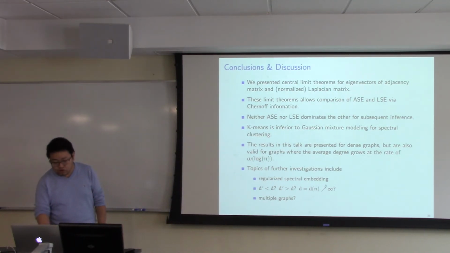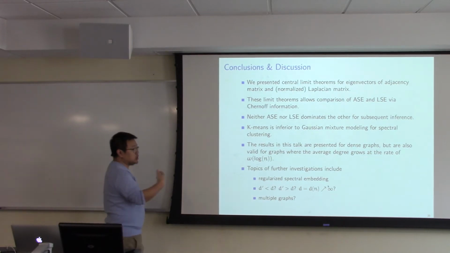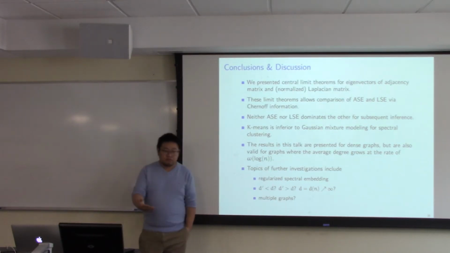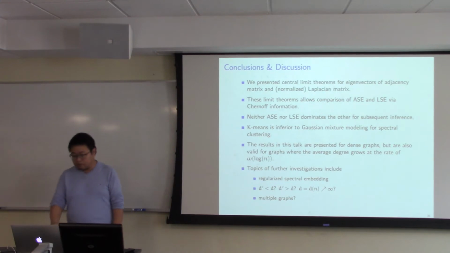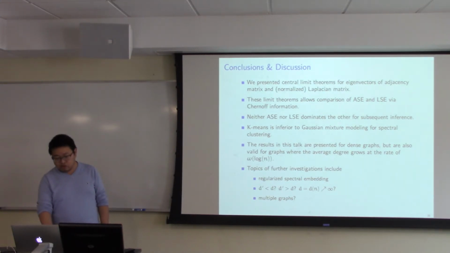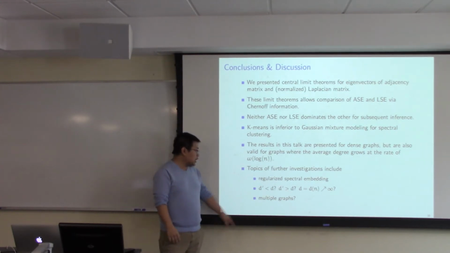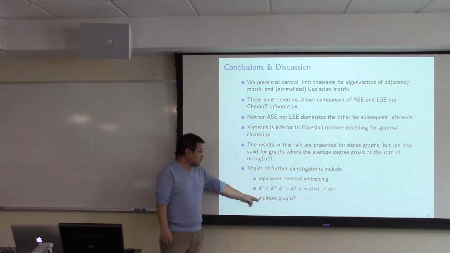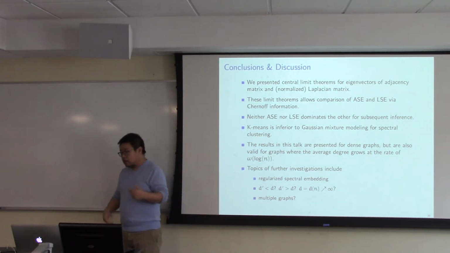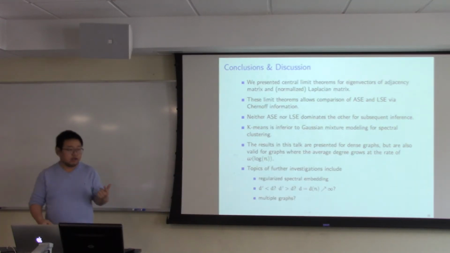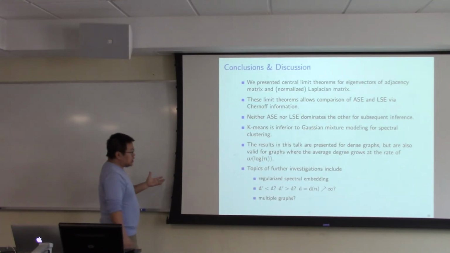What happens if the true embedding dimension grows with the graph? What can you say about that? We're working on that one. And finally, the chain of information here characterizes an inference task for single graph clustering.